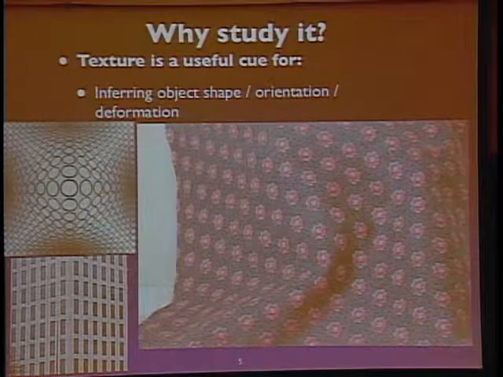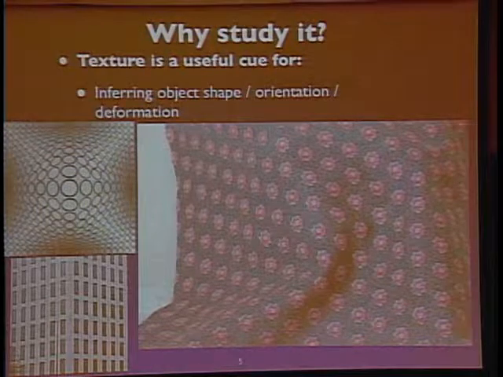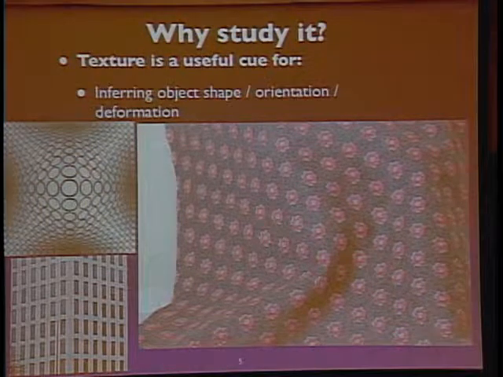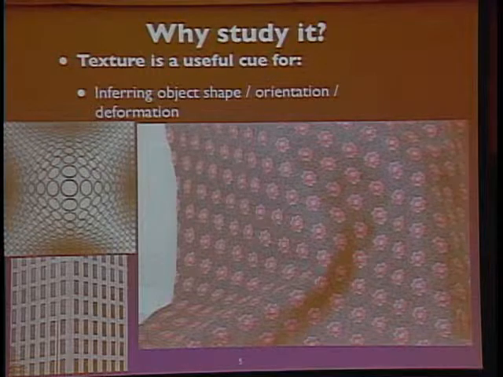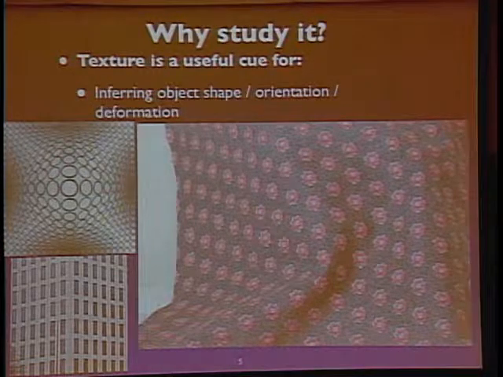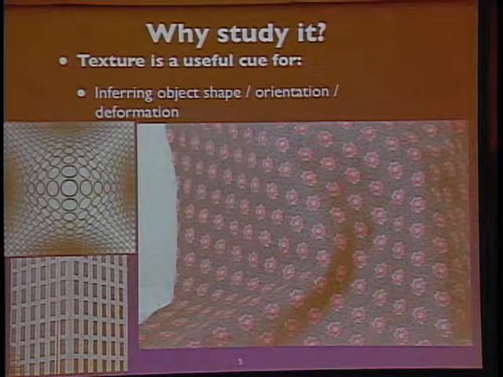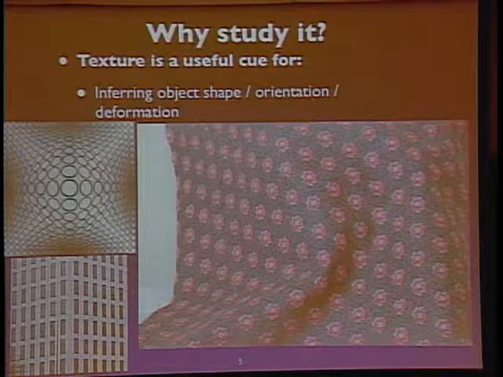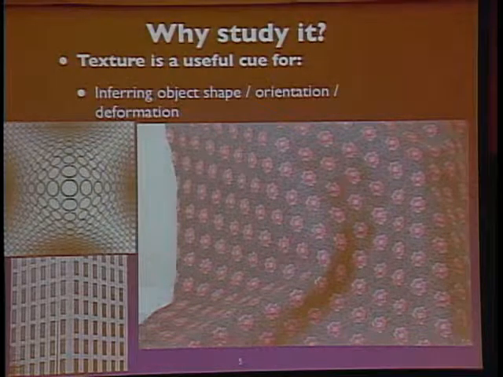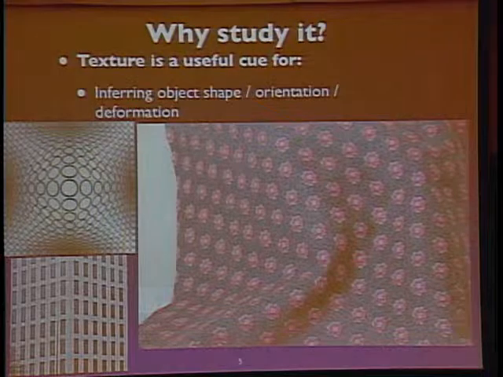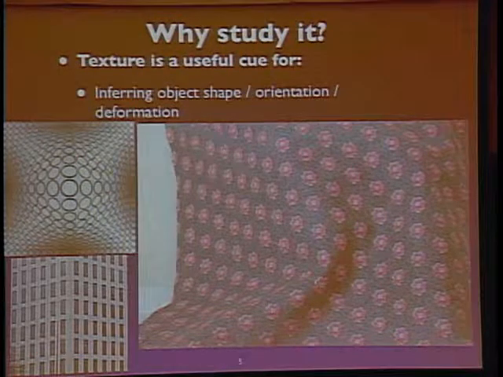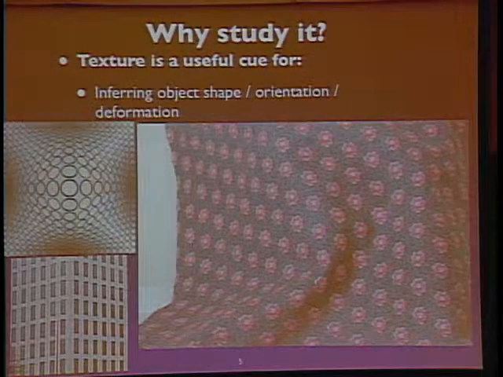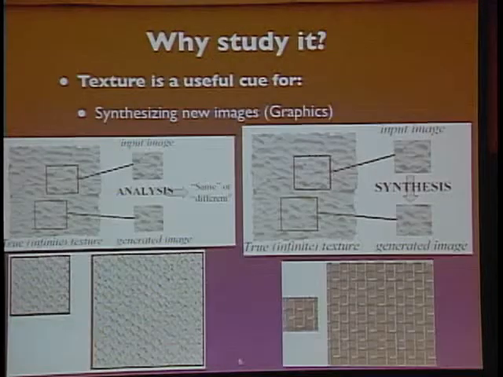So you can use visual texture to infer things about how things are shaped, oriented, where you are in the world, how it's deformed. And in fact, whether you are conscious of this fact or not, you are doing this all the time when you look at something like my shirt. You can basically tell how folded it is and how I am deforming it just based on how the visual texture appearance changes.